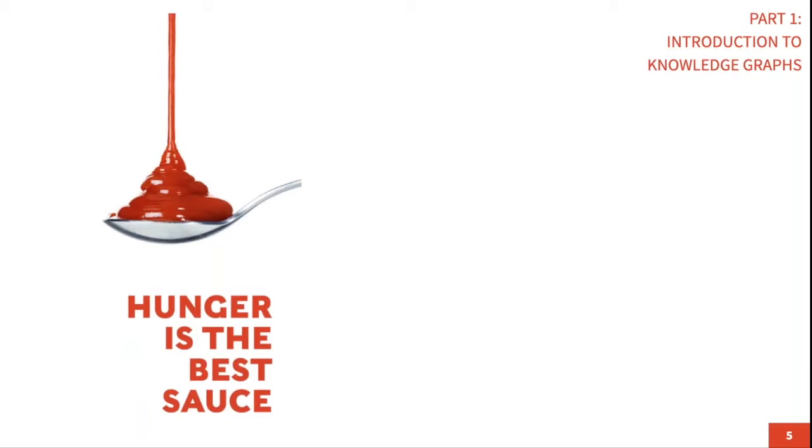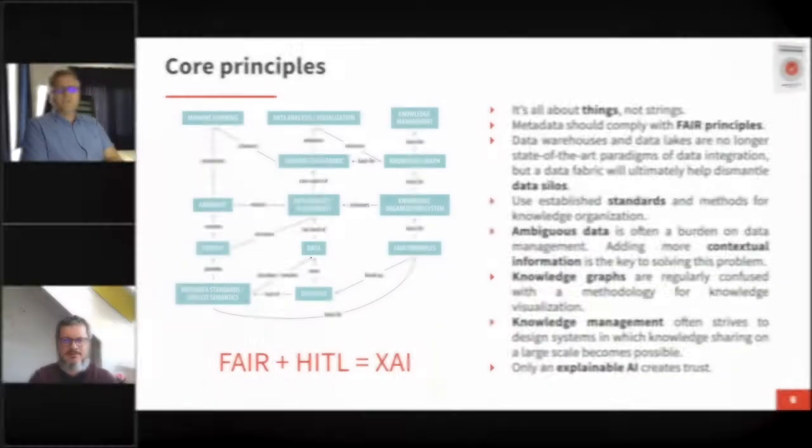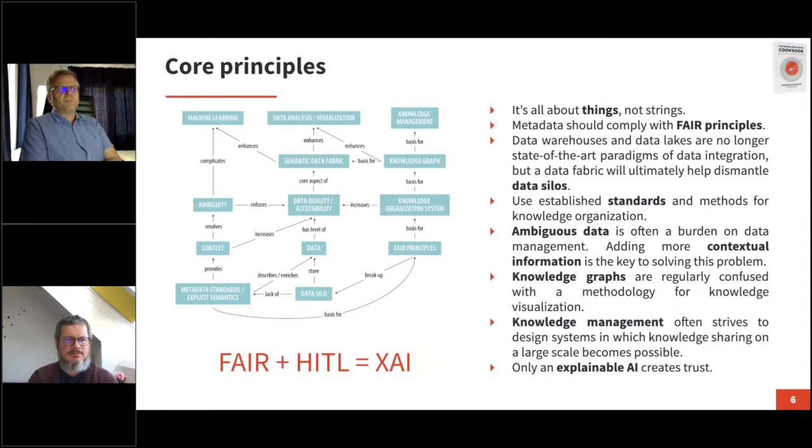So let's start with the actual content. Part one, we start with an introduction to knowledge graphs. And we introduce the whole topic from different angles. So there are many ways to start talking about knowledge graphs. You could start with a basic principle that with a knowledge graph, you introduce things, not strings anymore. You could start with the FAIR principles, with metadata. You could talk about data silos and why that's a really big problem in our data management.